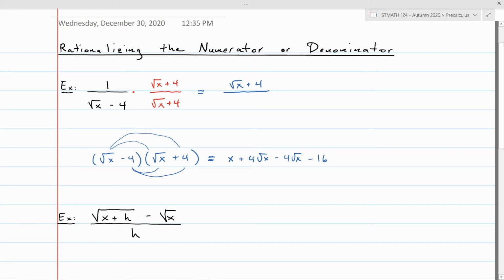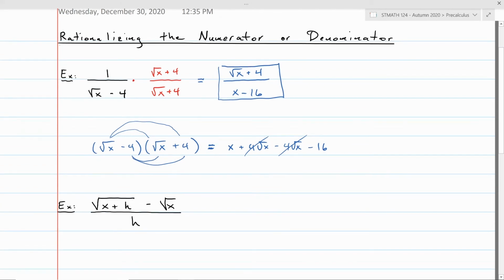Notice that the positive 4 square root of x and the minus 4 square root of x cancel out. That's kind of the point. We multiplied by that conjugate because that has the effect of making the middle terms cancel and getting rid of the radical. So what we're left with in the denominator is x minus 16. So this expression is equivalent to the original expression, but the difference is that the radical term in it is now in the numerator instead of the denominator.